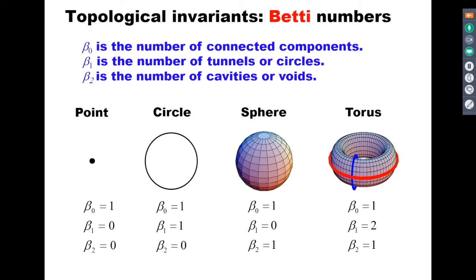And then look at the torus over there. You have one connected component, so Betti 0 is 1. Betti 1 is 2 because you have two rings, the red ring and the green ring. And also, Betti 2 is 1 because inside is a cavity. So that's the fundamental principle for what we are doing.